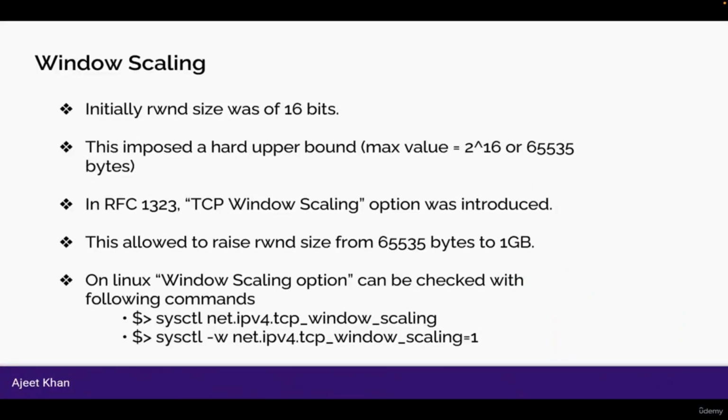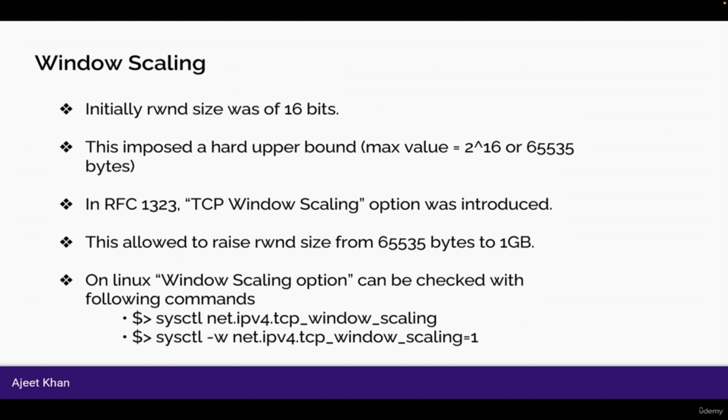Another concept is window scaling. So initially RWND size was 16-bit. This imposed a hard upper limit, that is the max value could be 2 to the power 16 or 65535 bytes. You must have seen this number in Linux in hard limit and soft limit. So this is what the number is. In RFC 1323, the TCP window scaling option was introduced. This allowed raising RWND size from 65535 bytes to 1 GB.